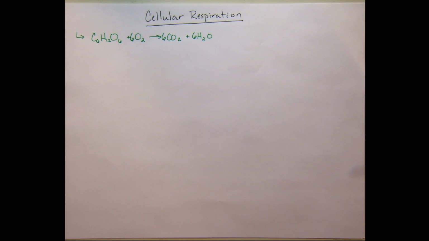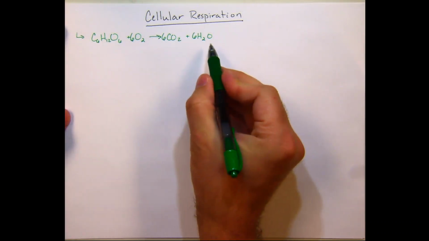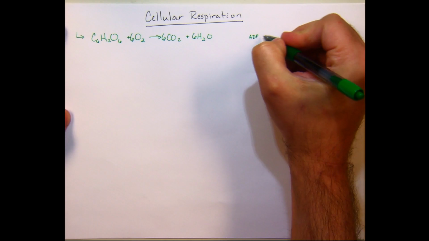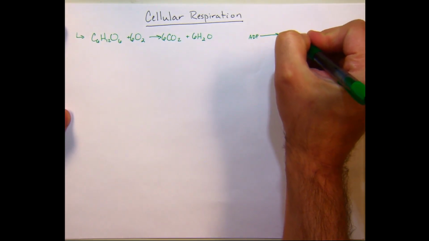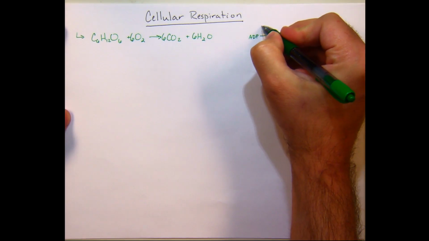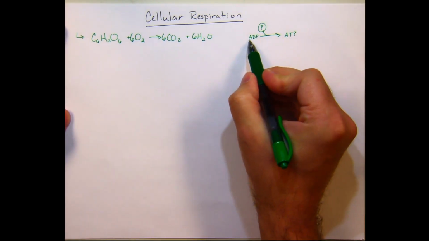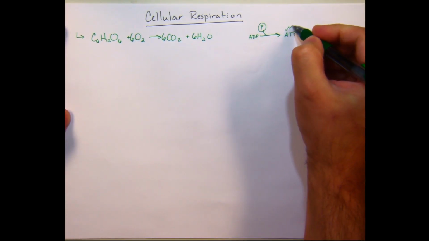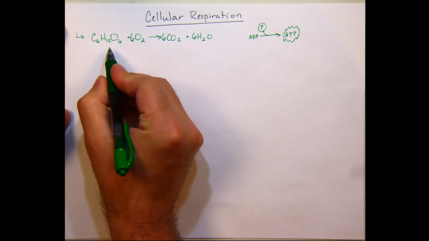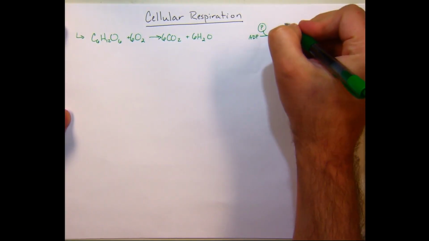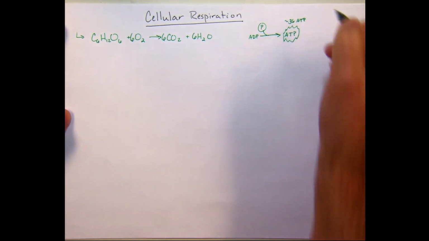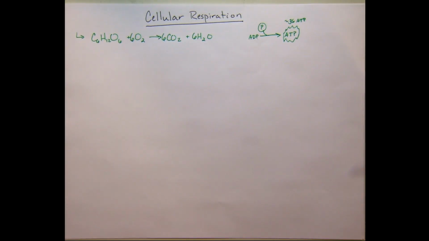Because while this is forming, in the process of making this, we are taking a substance called ADP and we are charging it up. In other words, we are adding a phosphate to it. We're going from adenosine diphosphate to adenosine triphosphate. And this is the energy we want. From one molecule of glucose, we get approximately 36 ATP. And this may vary from text to text or publisher to publisher.